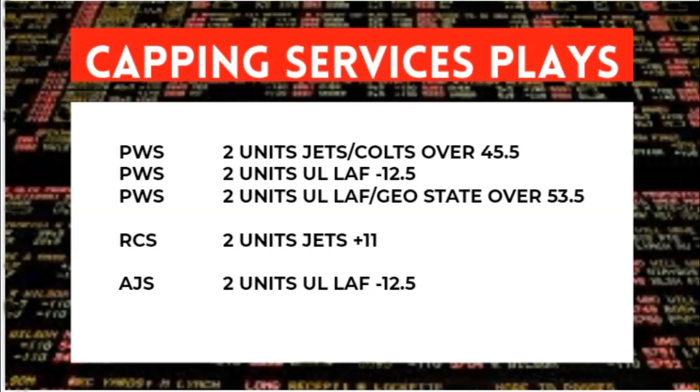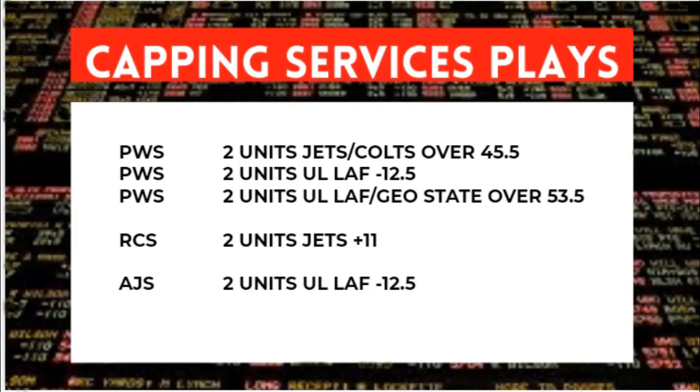It was a little bit slim pickings today for some reason. Not a lot of volume, not a lot of, I guess, true cappers' units going out today, but I'll give you what we have. So capper PWS, 2 units, Jets-Colts over 45.5. Same capper, 2 units, UL Lafayette, Louisiana Lafayette, minus 12.5. And 2 units on Louisiana Lafayette-Georgia State, over 53. So that capper's got quite a bit of action going on with their particular clients today. So we'll see how that turns out.